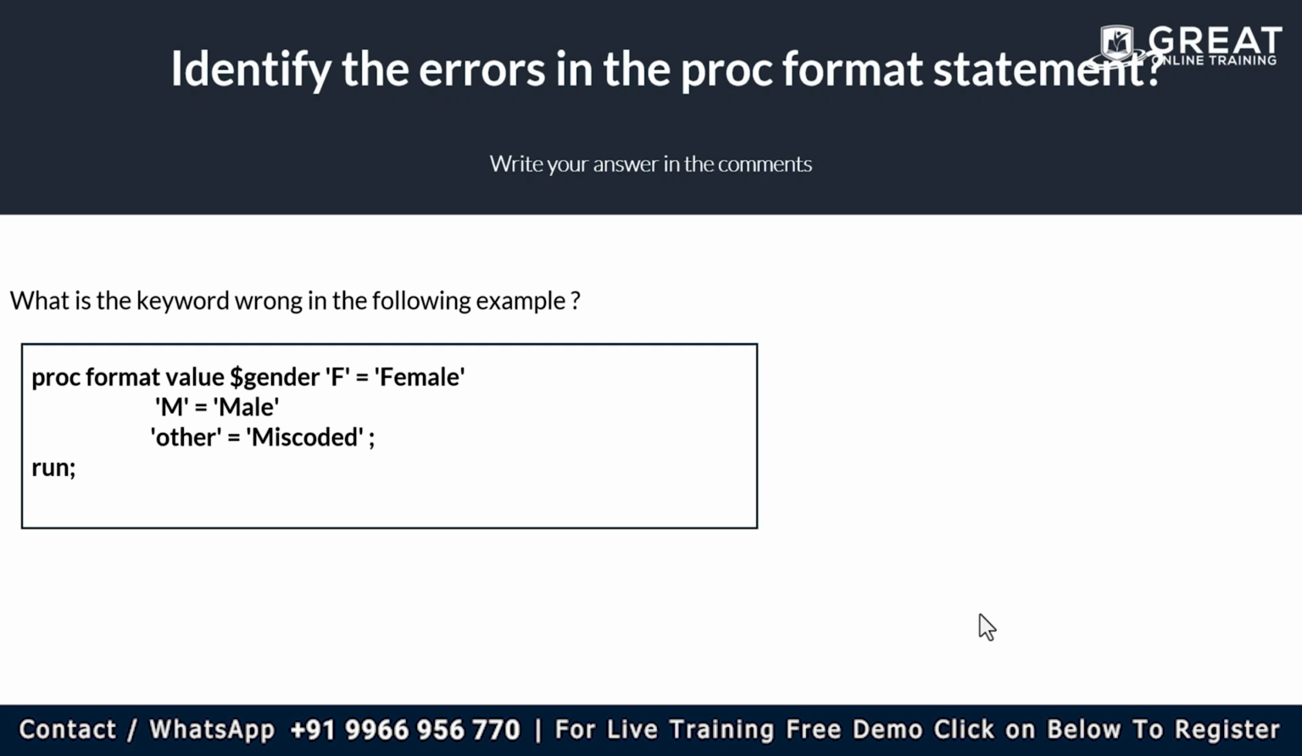We have PROC format, value $gender, F as female, M as male, other equal to miscoded, and run. But something is wrong here. So what is the mistake I have made? You try to figure out what the mistake is and write it in the comment section.